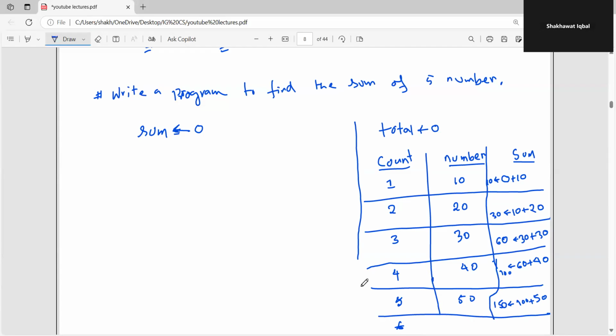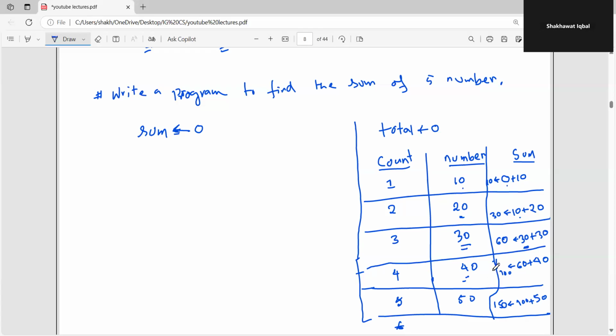Okay. Now what you have seen here is that you are following the same steps 5 times, right? What are you doing? You are inputting a number, and that number is added to the sum. You repeat this again and again. That means these two statements are repeating 5 times.